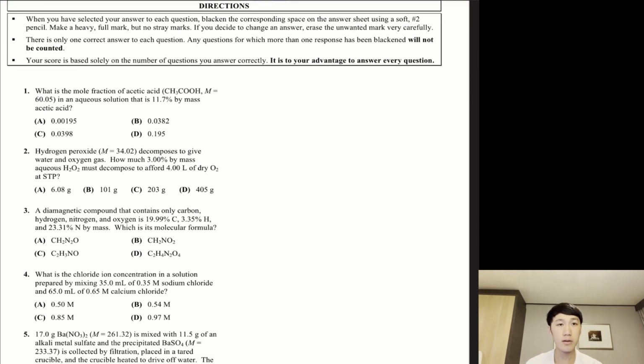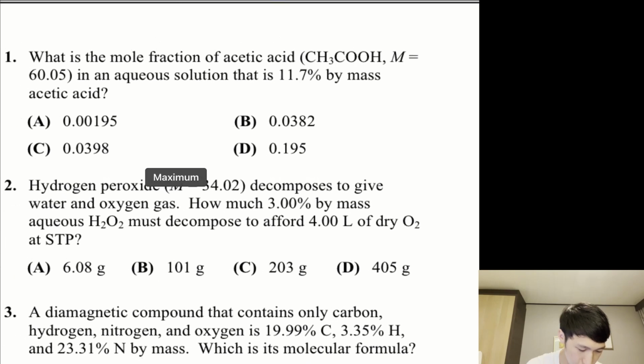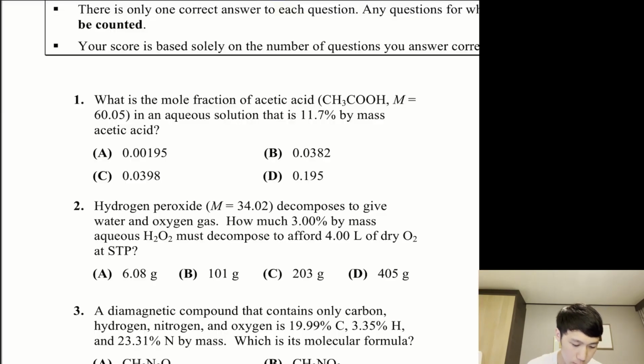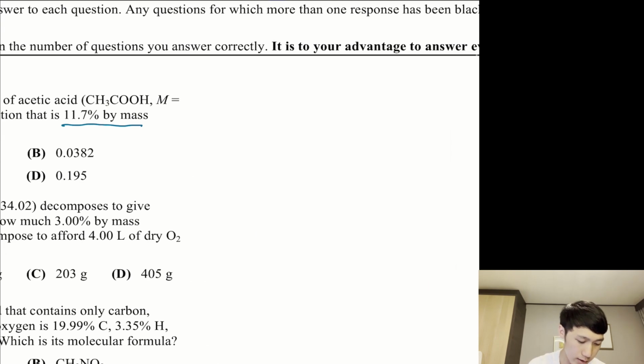So, to start, let's look at question 1. What is the mole fraction of acetic acid in an aqueous solution that is 11.7% by mass acetic acid? So to do a problem like this, where we have a percent by mass, it's always easiest to start with a 100 gram sample. So let's do that.